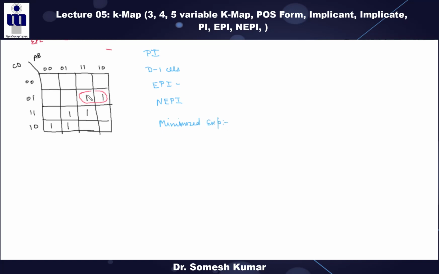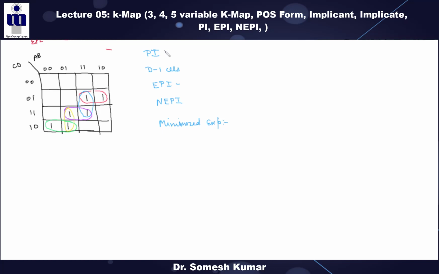Right? So this is your second pair. Which one is the third pair? This one is the third pair. Which one is the fourth pair? This one is the fourth pair. Which one is the next pair? This one is the next pair, right? Now, first of all, how many PIs are there?